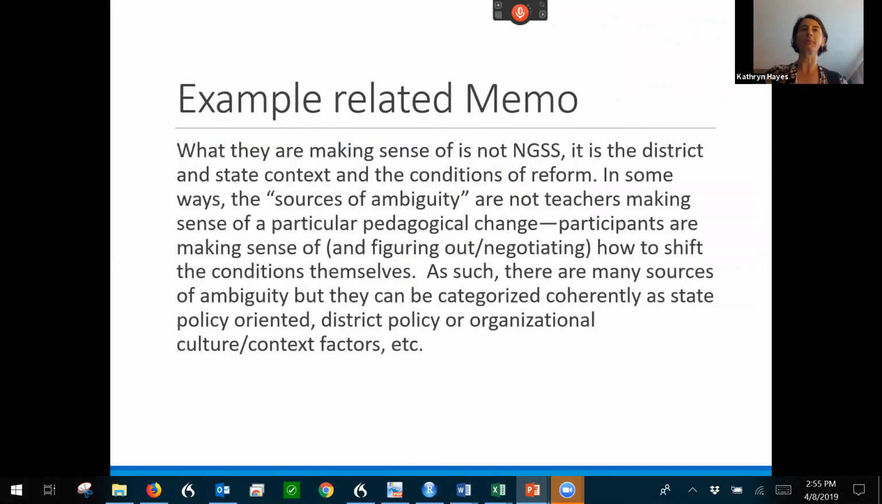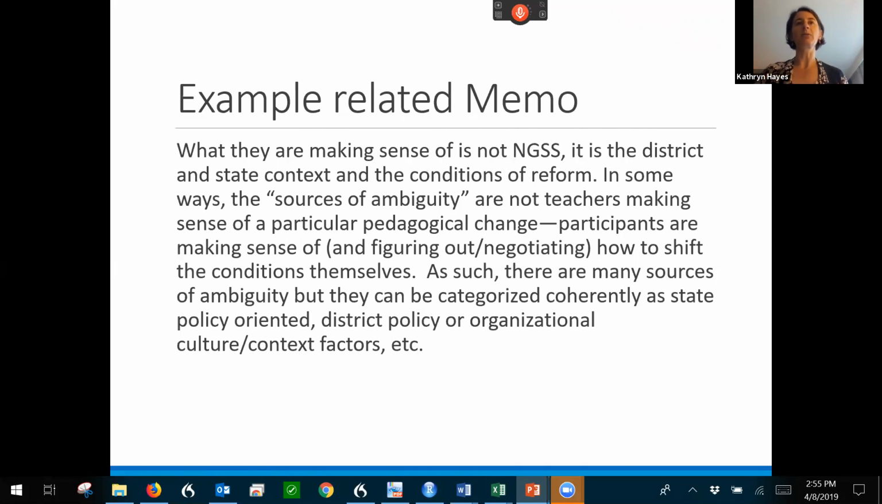Now, the memo I wrote in relationship was this. What they are making sense of is not NGSS per se. It is the district and state context and the conditions of reform. So you can see, actually, this was a little bit of a surprising finding for me, because I was trying to use sense-making theory to understand, and this should be familiar to you, by the way, how they're thinking about next generation science standards. And what I found out is that they're not actually thinking that much about next generation science standards. They're thinking about science in relationship to the state policy context and the district context, all right?